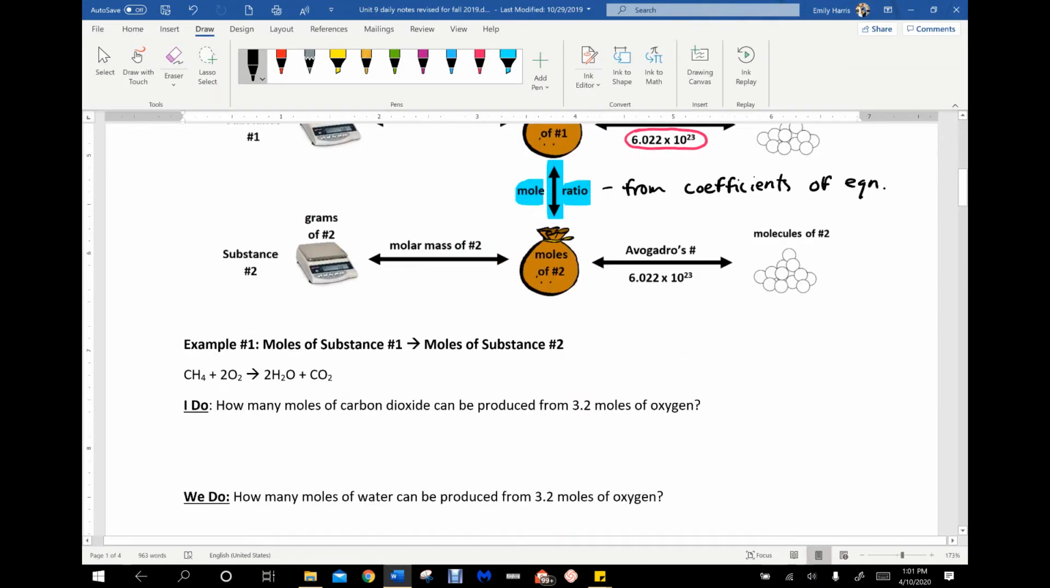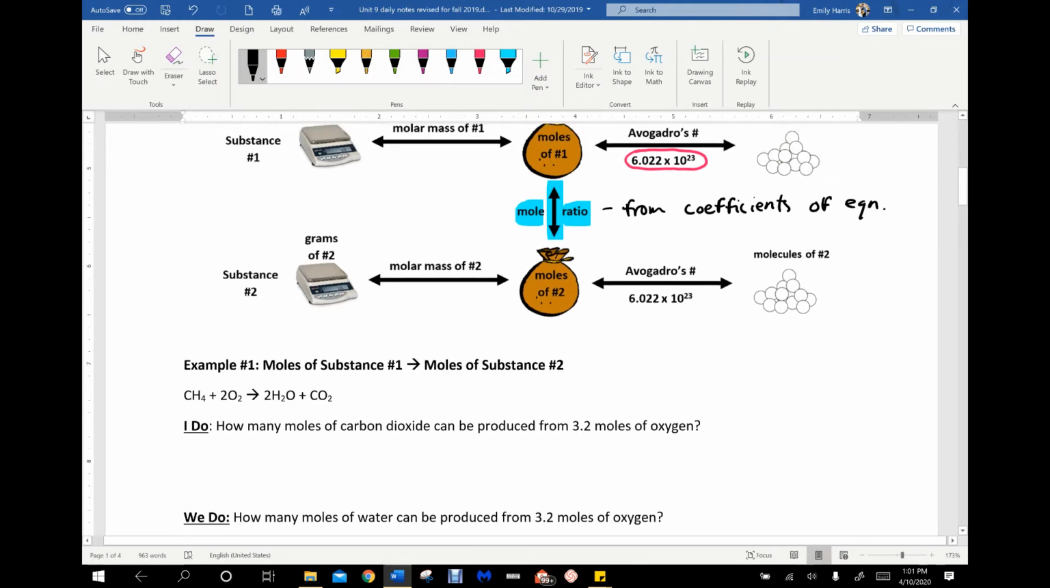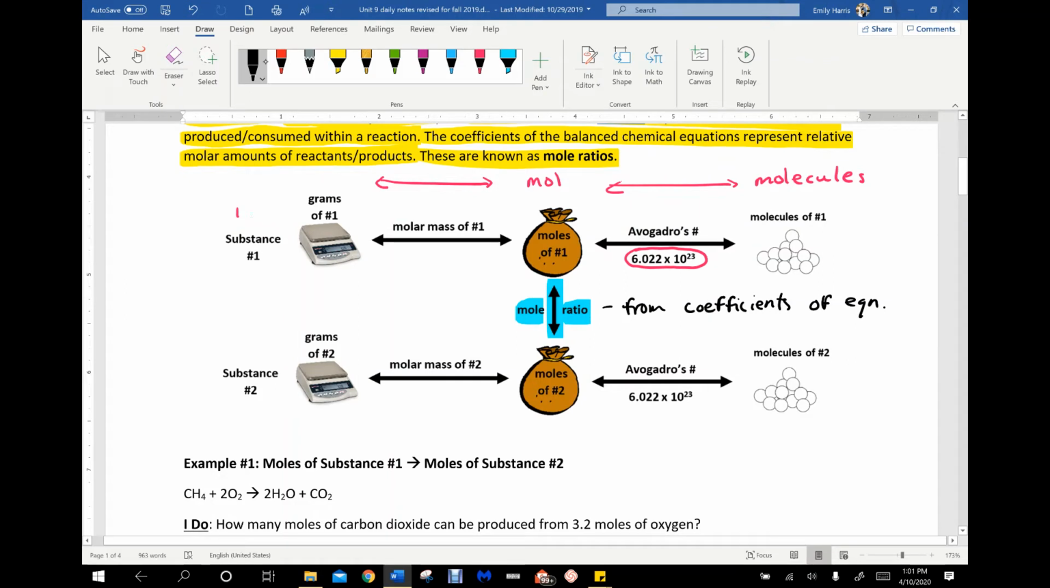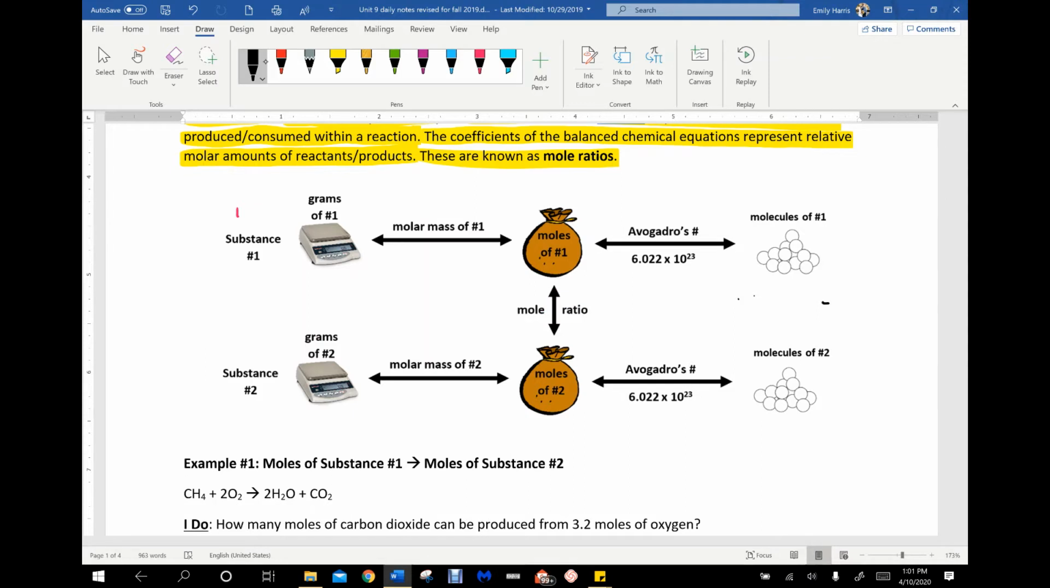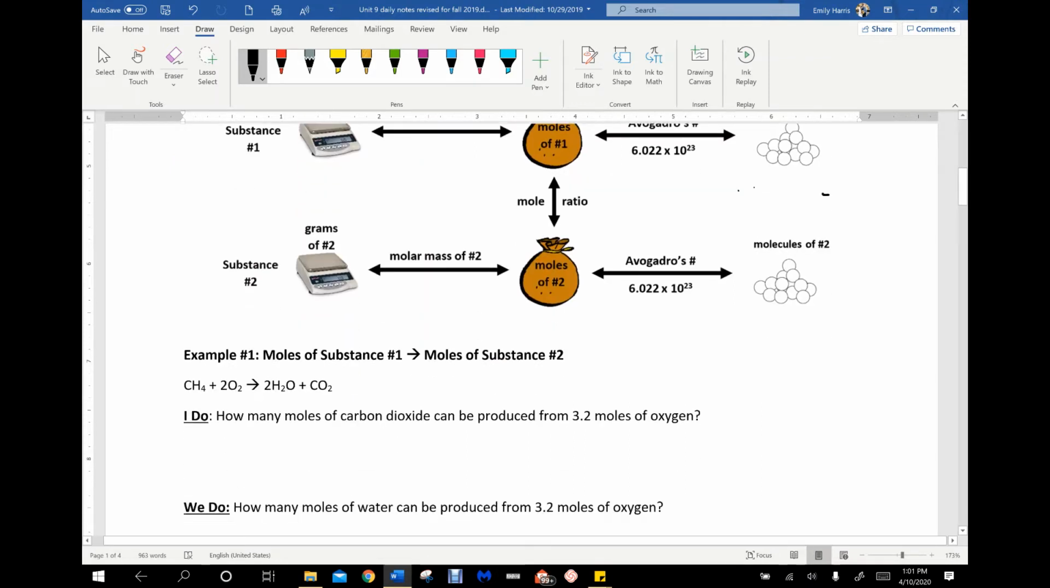Let's start with this first example. It says moles of substance 1 going to moles of substance 2. I'm going to clear off my space up here so we can track our problems more easily. They give us the reaction. We're combusting the chemical methane here, and they ask how many moles of carbon dioxide can be produced from 3.2 moles of oxygen.